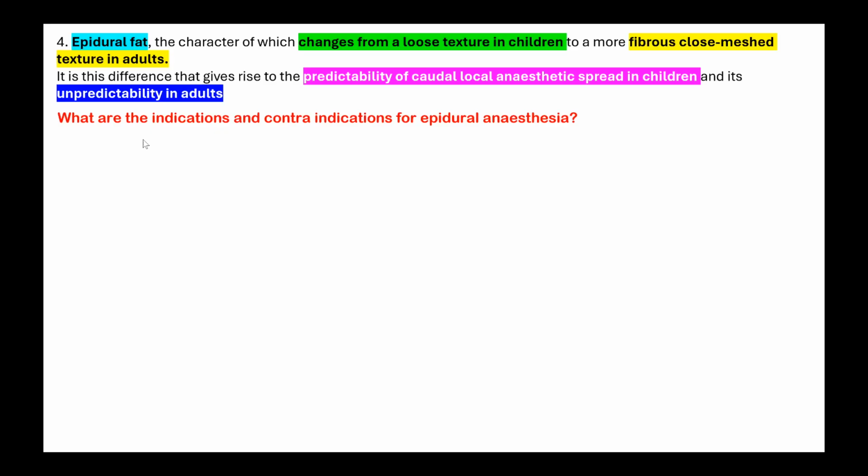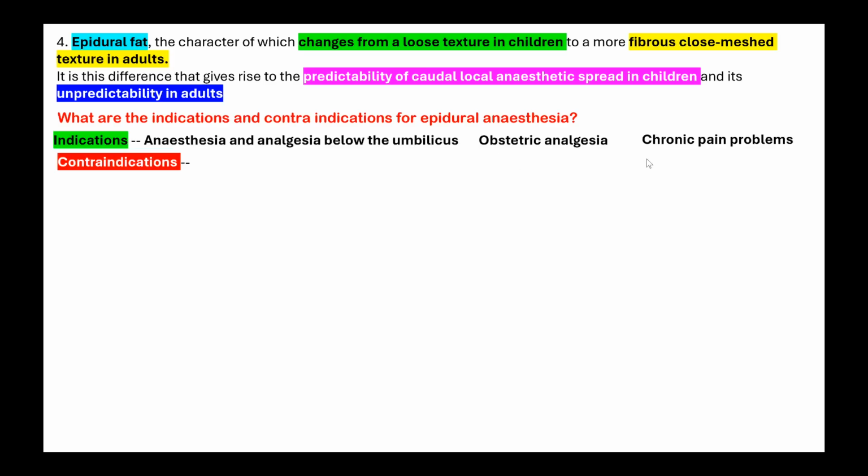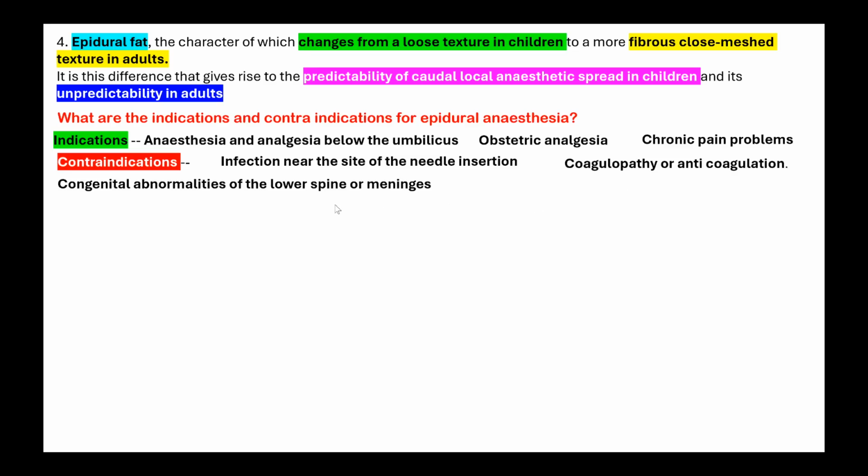And what are the indications and contraindications for epidural anesthesia? Indications are for any anesthesia and analgesia below the umbilicus, or for obstetric analgesia or chronic pain problems. Contraindications: infection near the site of the needle, coagulopathy and anticoagulation, and congenital abnormalities of the spine or meninges like meningocele or spina bifida, etc. Pilonidal sinus is also there. And patient refusal is also one of the important contraindications.